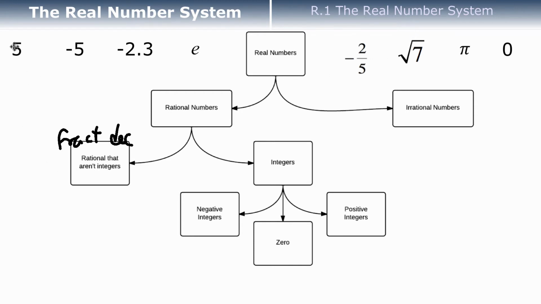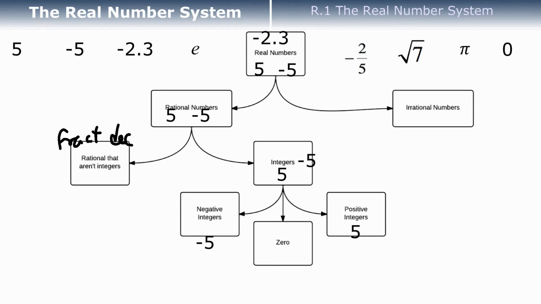Okay, hopefully you've pressed play, so let's take a look at 5. So 5, it's a real number. Is it irrational or rational? Since it has a decimal that repeats, 5.0000, it's a rational number. It is an integer, so I can put it here. And it's a positive integer. So the number 5 could be in all of those spots. So it's a real number, rational, integer, and a positive integer. -5 would be the same thing. So it's a real number, it's a rational number, it's an integer, and in this case, it's a negative integer.